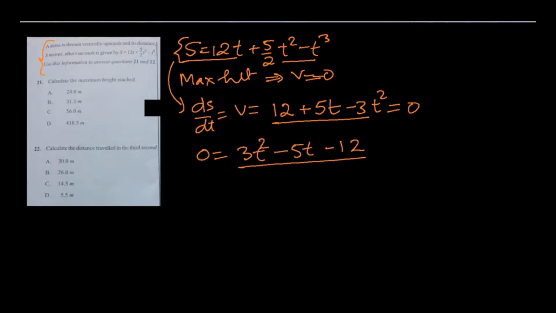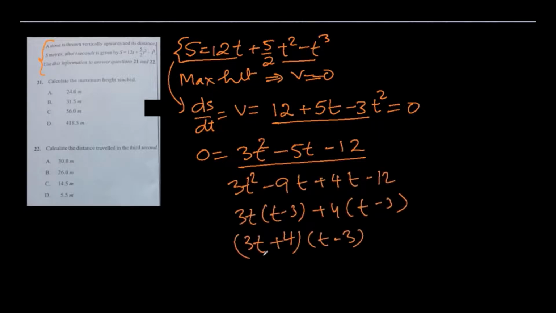Now we will factor this. This gives us t equal to minus 4 over 3, which is not possible, and t equal to 3. After 3 seconds, it is stationary. Now we want its maximum height, which is the displacement. So this is the displacement equation. We'll put t equal to 3 there, and we'll get the displacement, which is the maximum height.